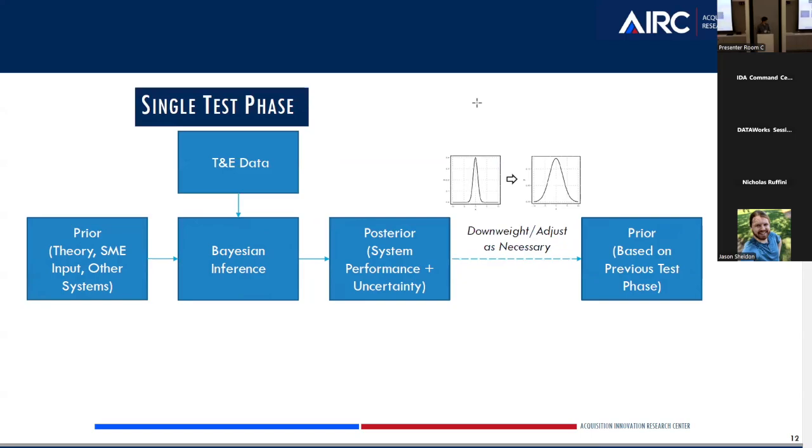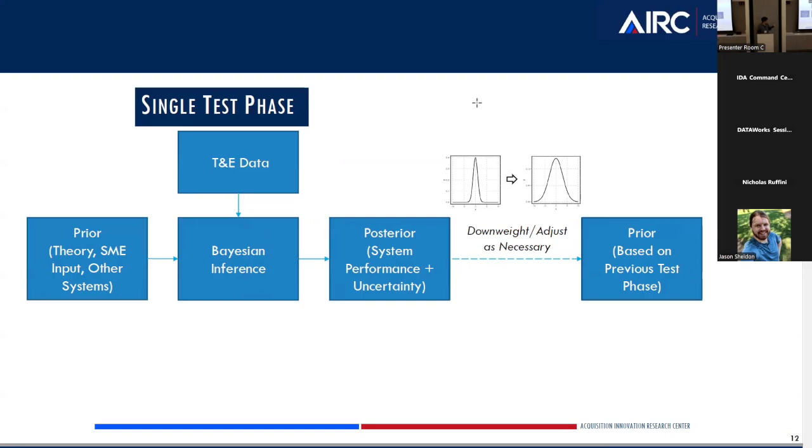And then if we want to iterate on that, let's say we get new test data, we can take our posterior and use it as our prior going forward. Because our posterior represents our new understanding of the information that we have, our new knowledge about the system. So it's natural to then use that as the prior if we get more data.